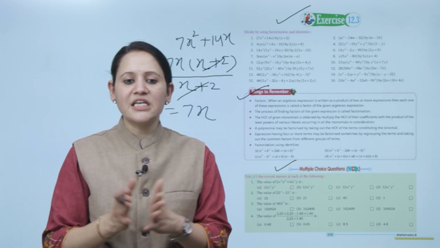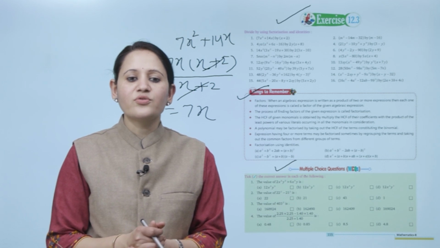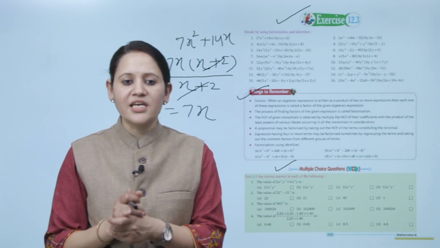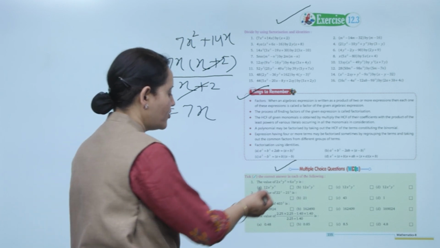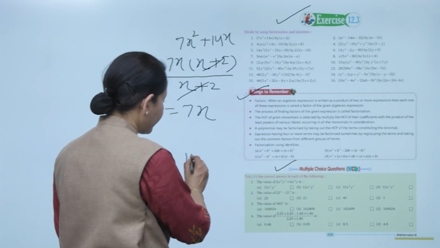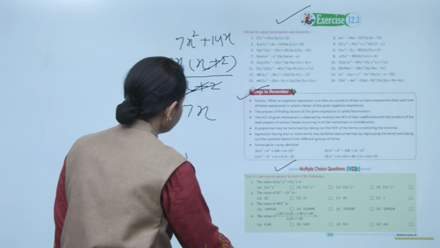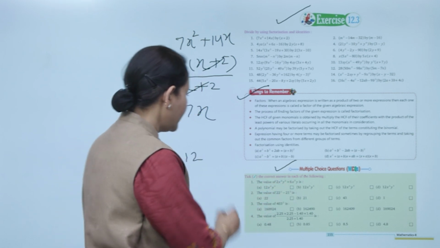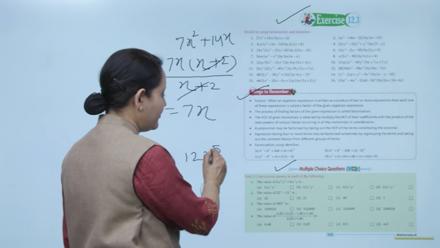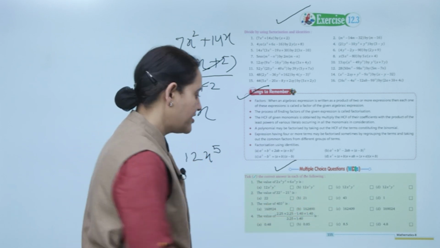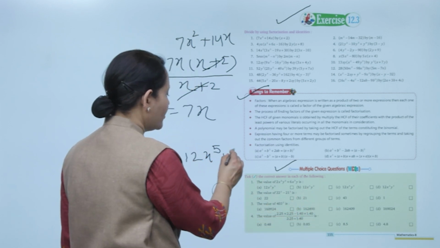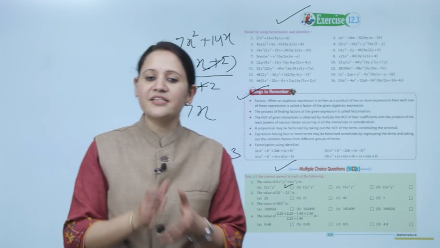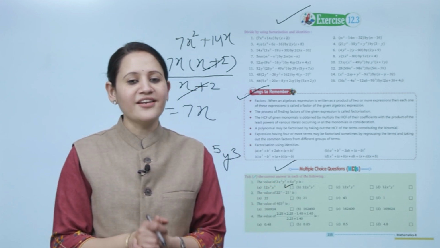Next is multiple choice questions. Choose the correct option in each of the following. The value of 2x square y square into 6x square y is: 6 twos are 12, x square and x cube, that is x to the power 5, and y square and y, that is y cube. So A is the correct option here. So here we end the chapter. I hope you understand it well. Now you have to practice it.